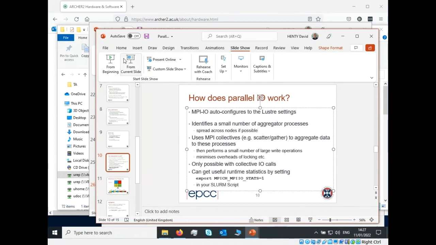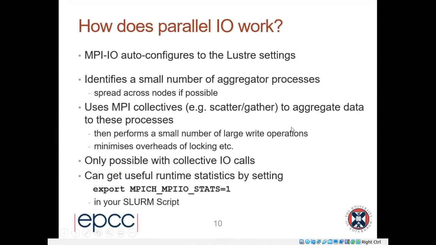So actually, it's slightly complicated, but sorry for that mistake. Identify a small number of aggregator processes spread across nodes if possible. It uses MPI collectively to scatter or gather to aggregate data to these processes. And then it performs a small number of large write operations, minimizing the overhead of locking, etc. So this is what it does with collective I/O calls.